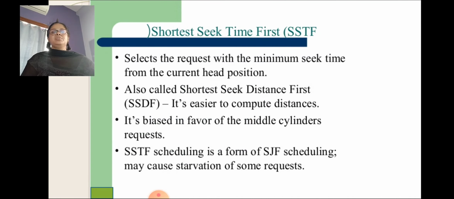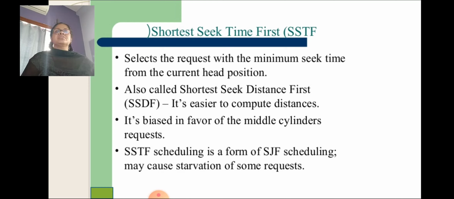Then we come to SSTF scheduling, shortest seek time first. It selects the request with the minimum seek time from the current head position, also called shortest seek distance first, SSDF. It is easier to compute distances. It is biased in favor of the middle cylinder requests. SSTF scheduling is a form of SJF scheduling and may cause starvation of some requests.